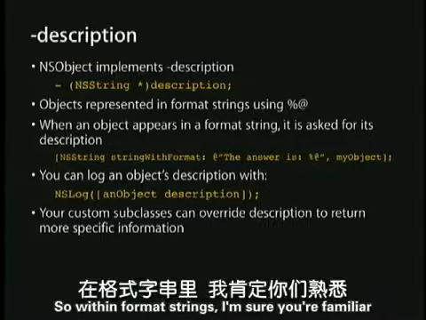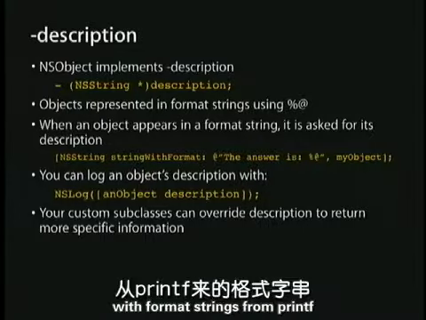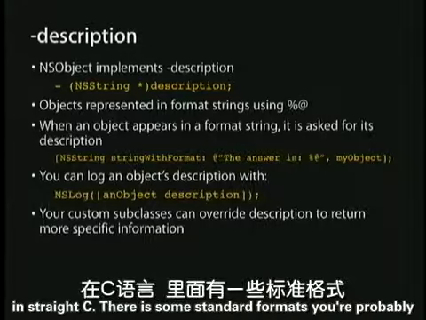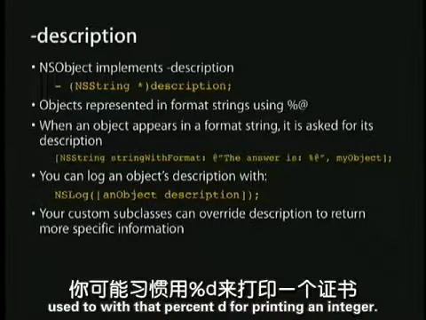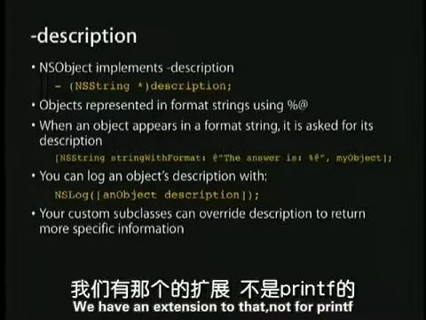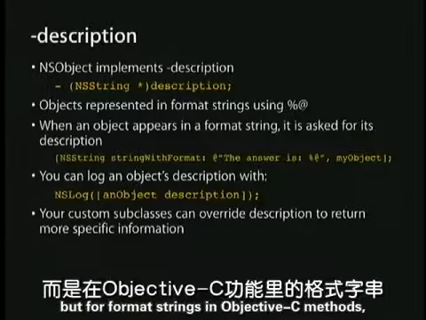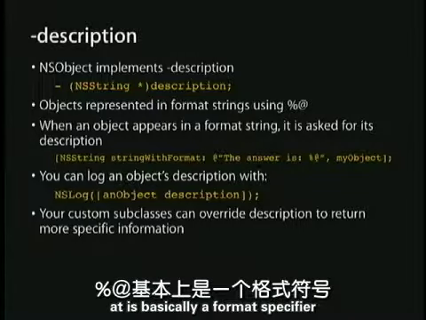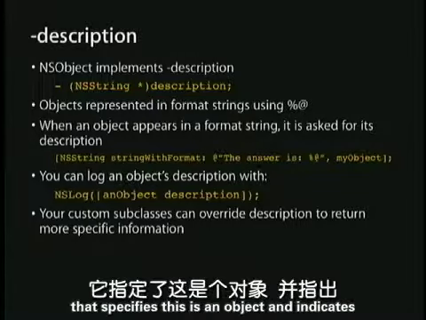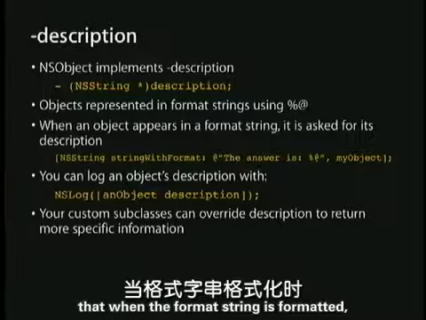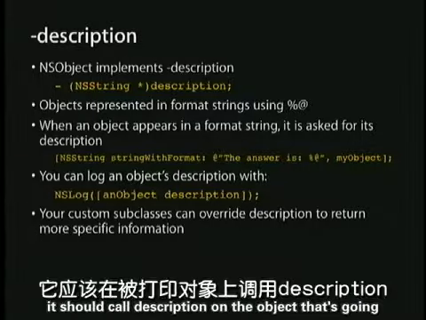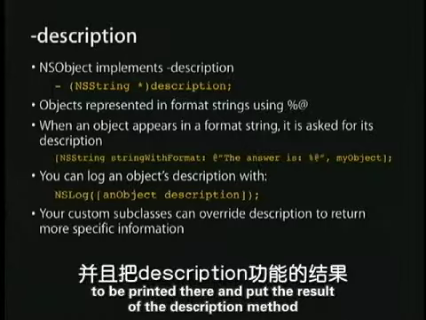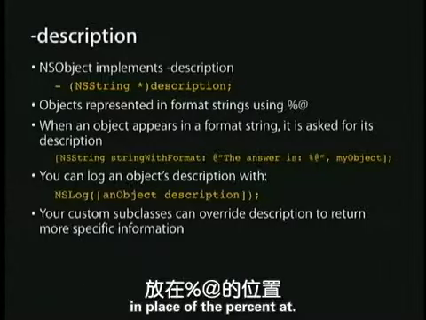So within format strings, I'm sure you're familiar with format strings from printf in straight C. There are some standard formats you're probably used to, like %d for printing an integer. We have an extension to that, not for printf, but for format strings in Objective-C methods, which is %@. %@ is basically a format specifier that specifies this is an object and indicates that when the format string is formatted, it should call description on the object that's going to be printed there and put the result of the description method in place of the %@.